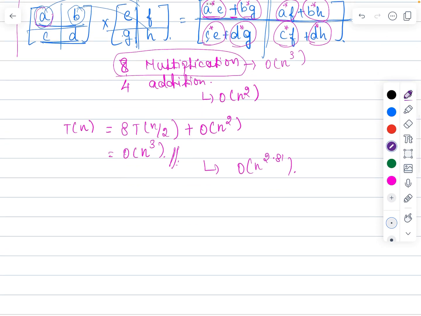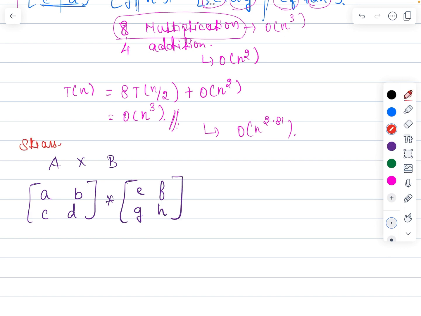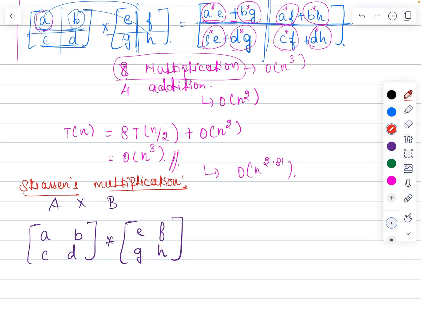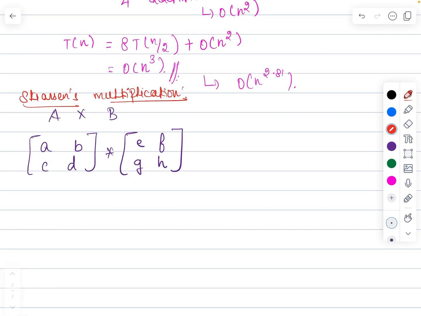Again, let us take one sample, 2 matrices, A cross B. A matrix has, as usual, A, B, C, D. This is my A matrix, and my B matrix has E, F, G, H. Let us apply Strassen's multiplication method. When it comes to Strassen's matrix multiplication method, as you did in the traditional matrix multiplication, you no need to perform 8 multiplications here, only 7 multiplications are enough. Let us see how. Just 7 formulas play the very major role here.